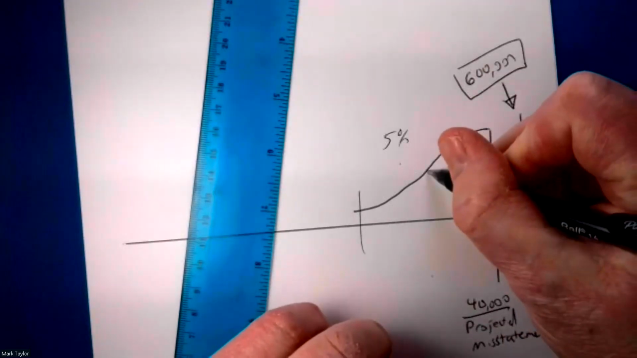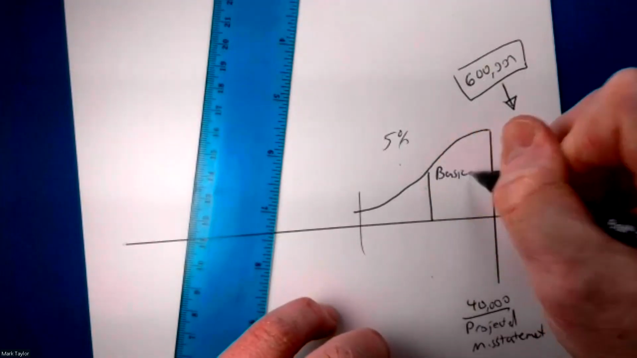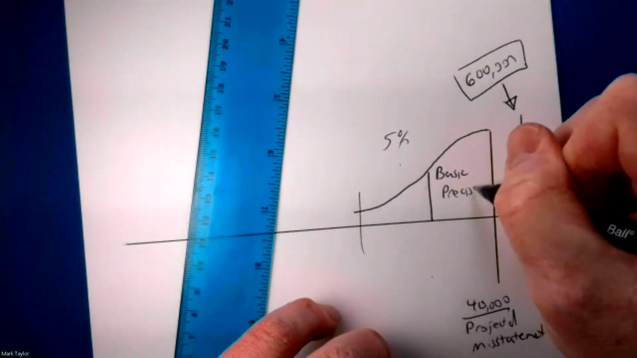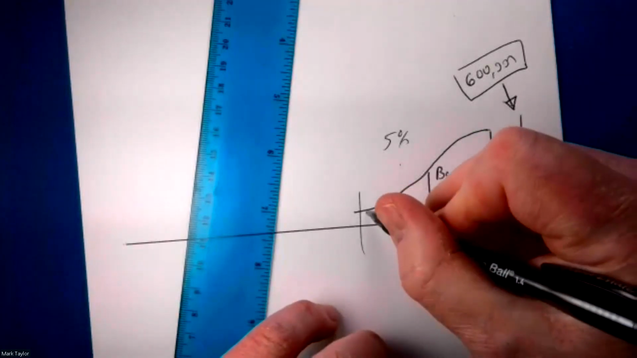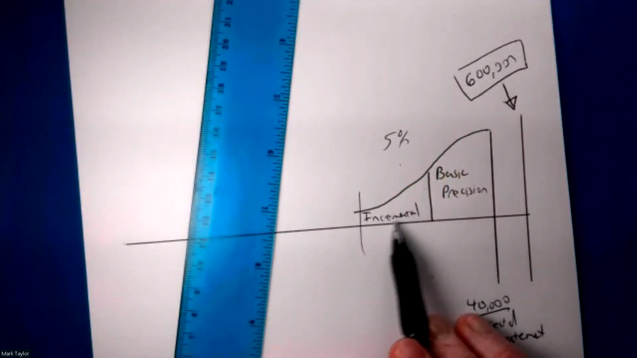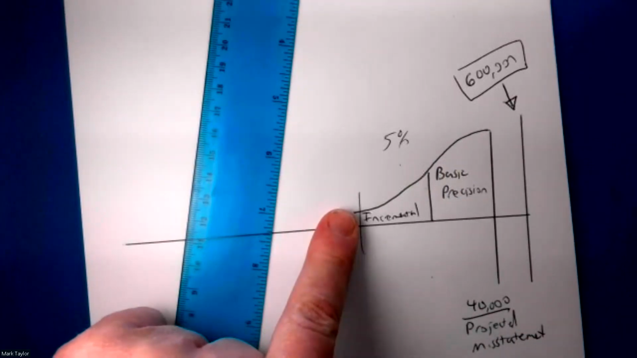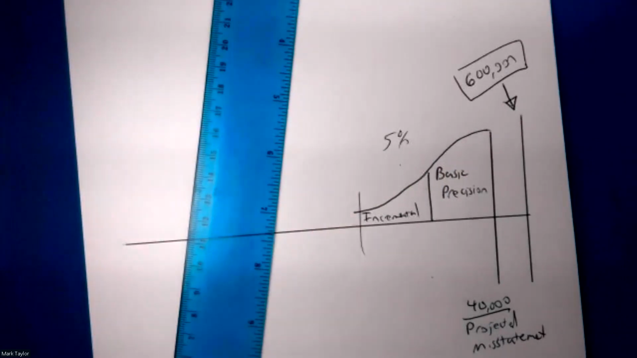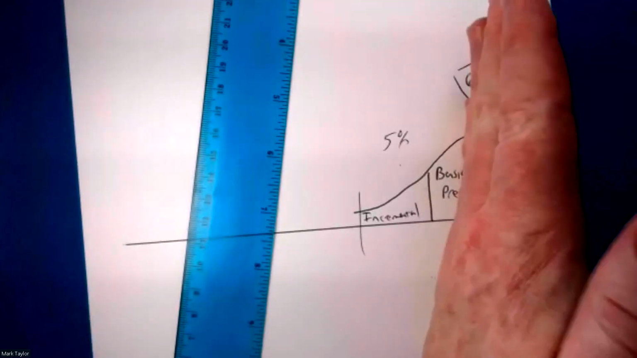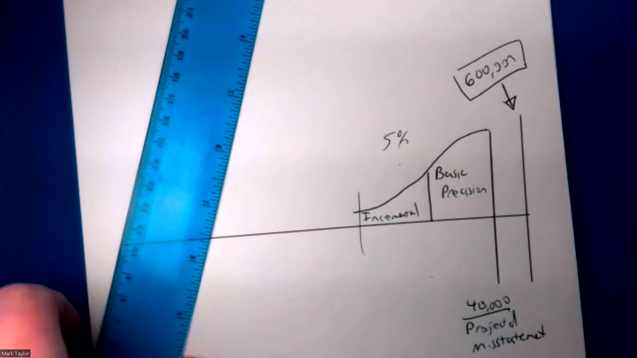And the two things that could drive it down even further, the first one is basic precision, which we'll talk about in a second. And the second one is incremental allowance. So those two things are going to drive this down even further. So it's possible it's off by even more at the 5% level. And we'll see how we calculate this too. So the 40,000 is our best estimate. Now we're going to see how far this could be off by.